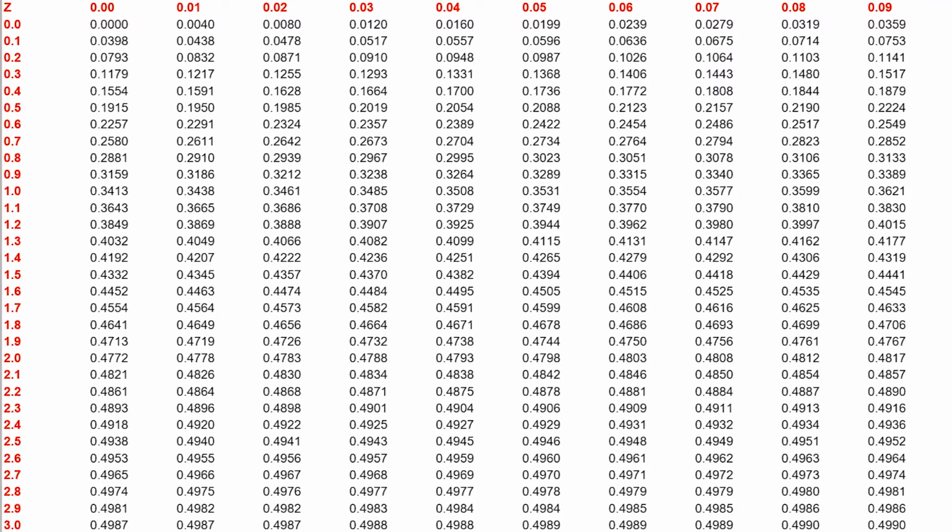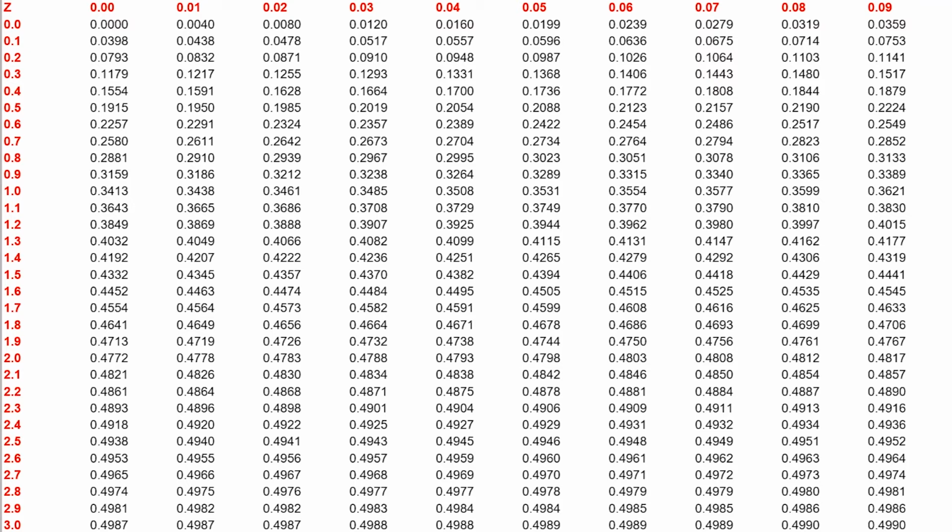For 1.25, you see 1.2 in the first column, then 0.05 for the remaining part, which is in the 7th column on the top. So in the row of 1.2, you follow that row and come to the 7th column, that is 0.05. The value here is 0.3944. This is out of 10,000, and if I calculate it out of 100, it will be 39.44. Accordingly you can use the table.